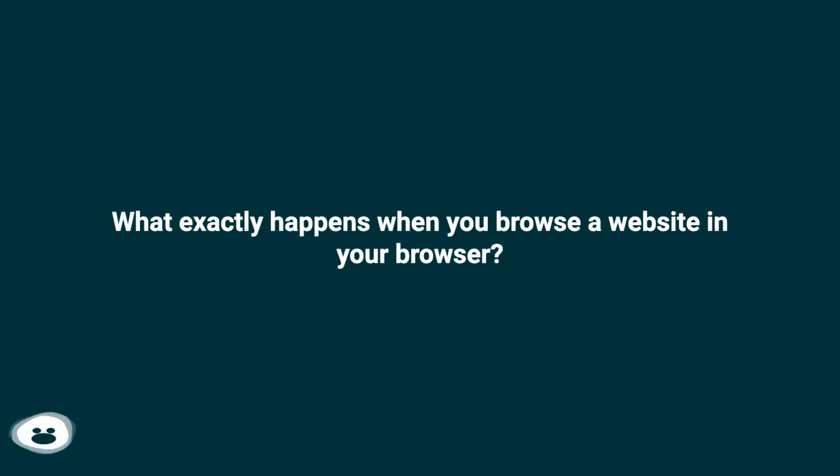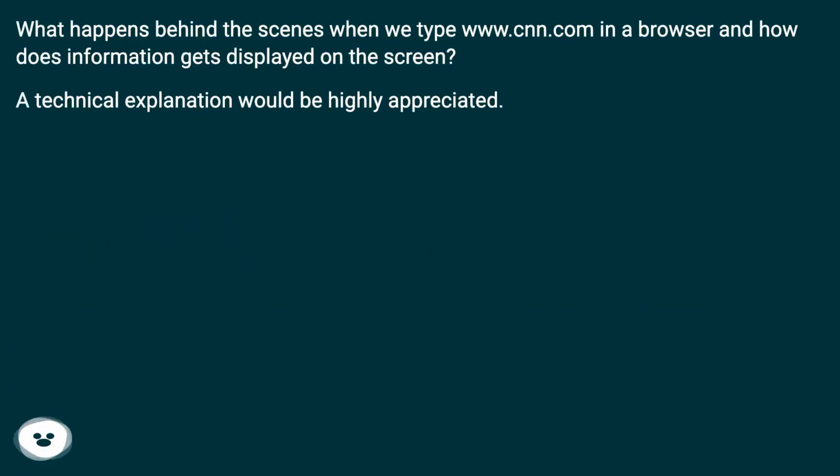What exactly happens when you browse a website in your browser? What happens behind the scenes when we type www.cnn.com in a browser, and how does information get displayed on the screen? A technical explanation would be highly appreciated.